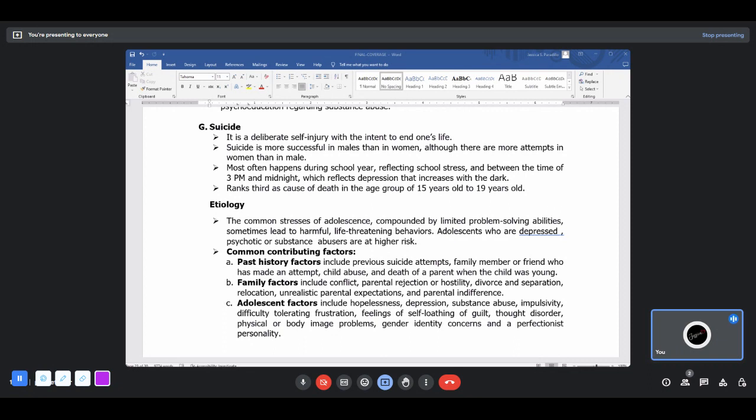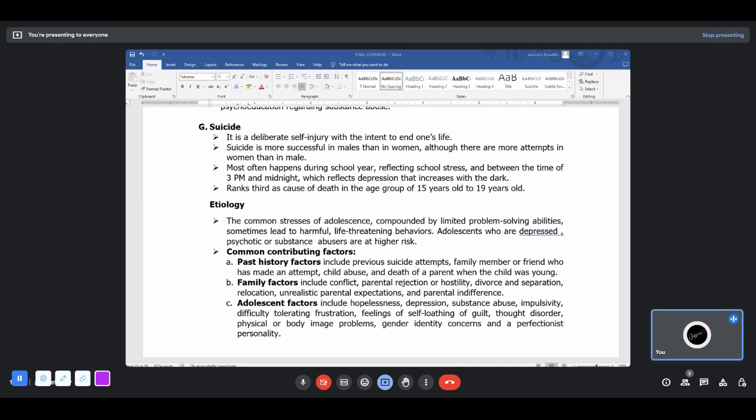Okay, ano pa? Child abuse. Nung kabataan niya, okay, na-felt niya ang child abuse. And also, death of a parent when the child was young. Okay, maaga siyang naulila. Another factor, we have the family factors. This includes conflict, parental rejection or hostility, okay, divorce and separation, ano pa, relocation, paglipat-lipat sa kanilang, pag nakasanayan niya, nalilipat na naman. Okay, unrealistic parental expectations, and also parental indifference. So, yan yung mga factors part ng family.